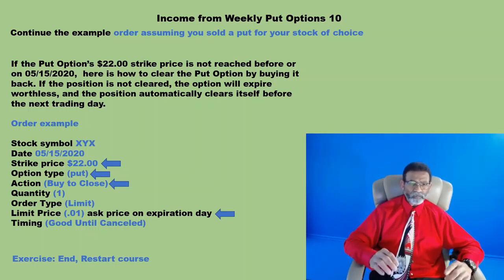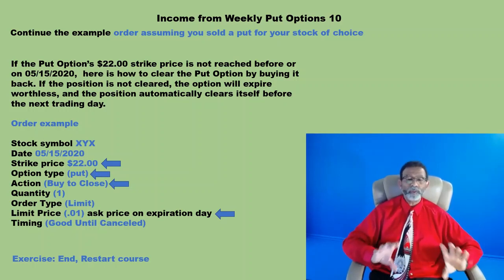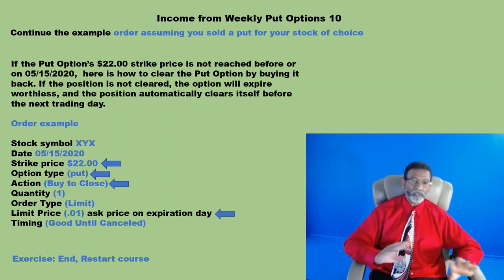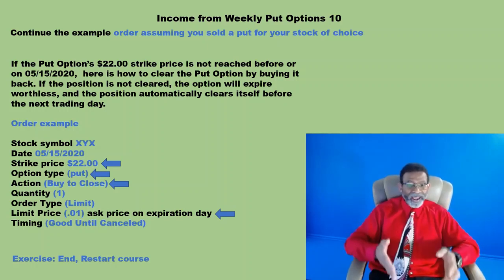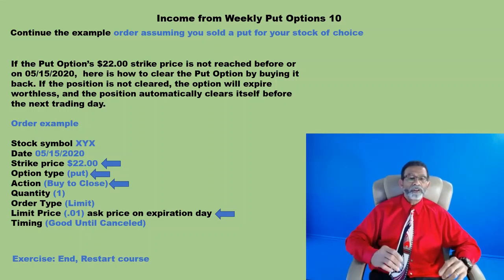So this is an example of how to clear it out. For example, if you wanted to clear it out earlier during the week, or Wednesday or Thursday, whatever the ask price is, to buy it back to close, you buy it back at the ask price.